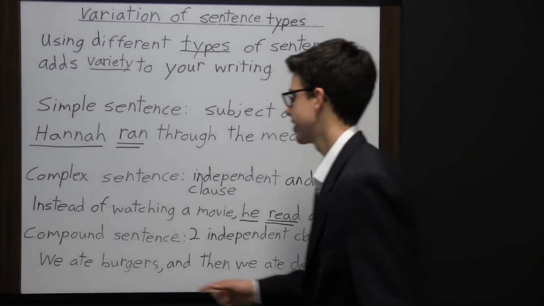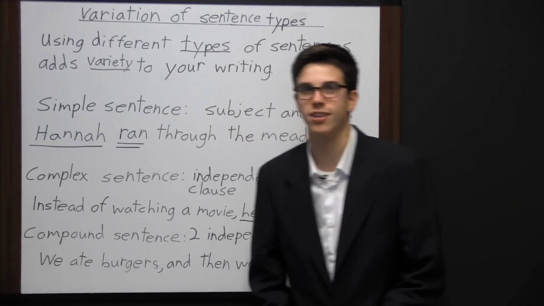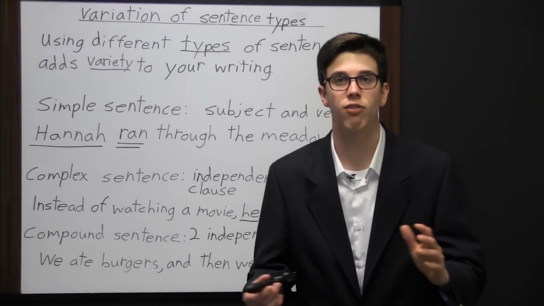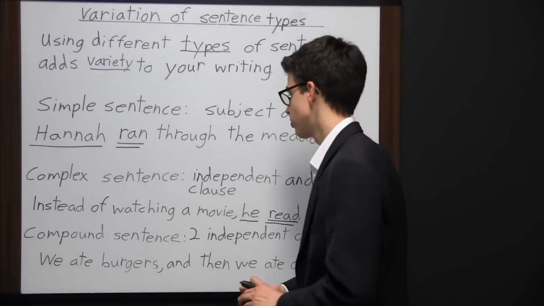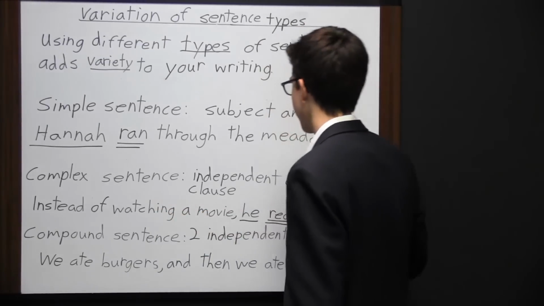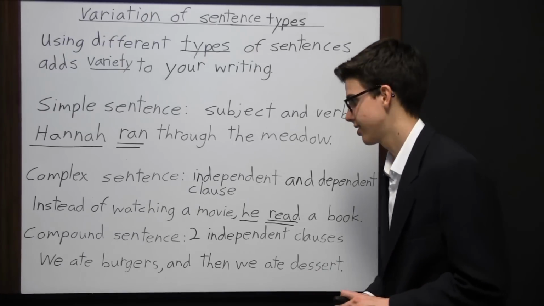The dependent clause is instead of watching a movie. Because instead of watching a movie isn't a sentence. I couldn't just come up to you and say, instead of watching a movie, you'd be thinking, okay, instead of watching a movie, what are you going to do? So this is the dependent clause. So together, the independent clause and the dependent clause form a complex sentence.